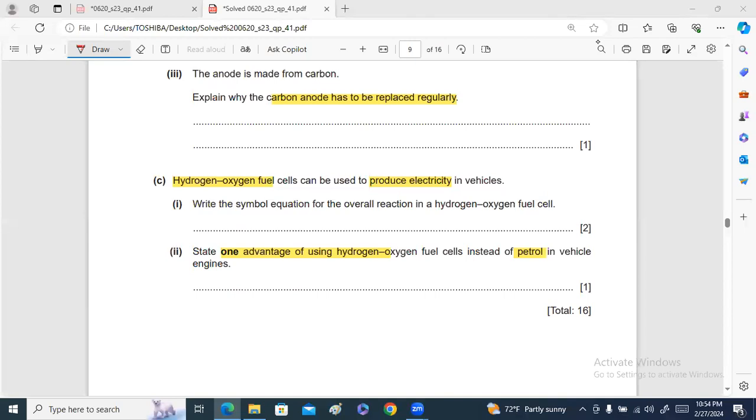Explain why the carbon anode has to be replaced regularly. The working temperature of the cell is approximately 950 degrees Celsius, and the oxygen is produced at the carbon anodes, and the oxygen produced at this carbon anode reacts with it to form carbon dioxide. So oxygen produced at carbon anodes reacts to form carbon dioxide.